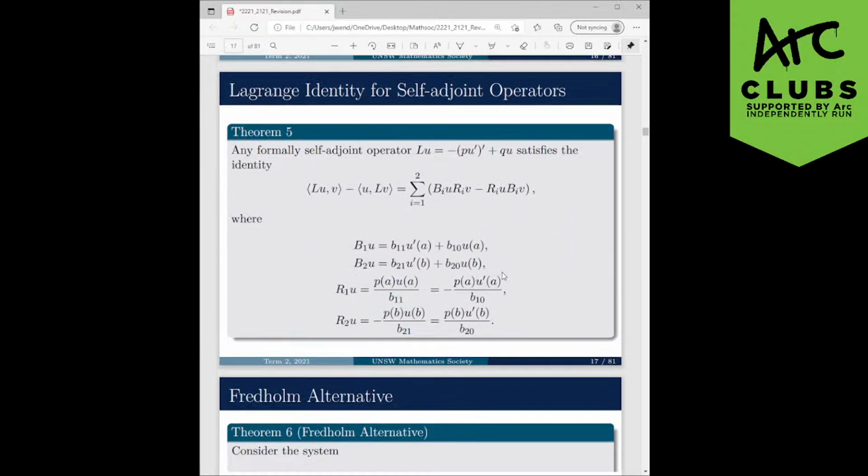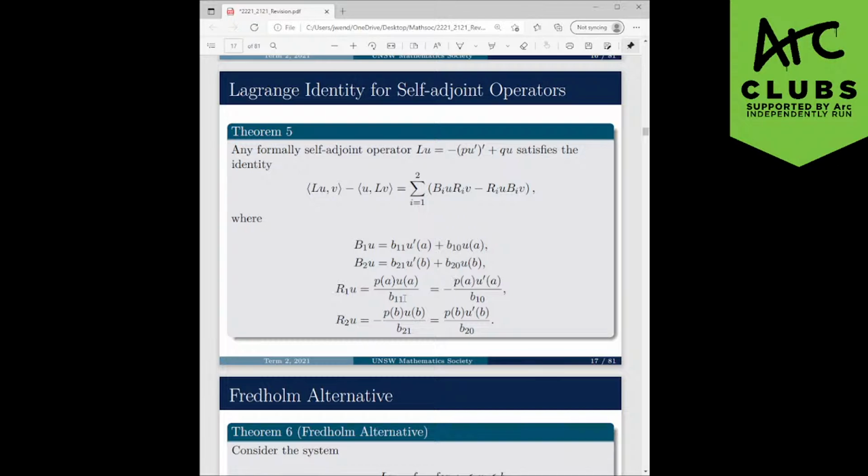All right, so what you can do with the formally self-adjoint operator, if you've managed to prove it's formally self-adjoint, that means it satisfies this very complex looking identity over here. The inner product of Lu and v minus the inner product of u and Lv is equal to the sum from i equals 1 to 2 of this. I only equals 1 and 2. So all these things here pretty much just cover all the cases. So we have B1u, B2u, R1u, and R2u. Now B1u and B2u are the exact same as before. They're the boundary operators. The R1u and the R2u are the more interesting things over here.